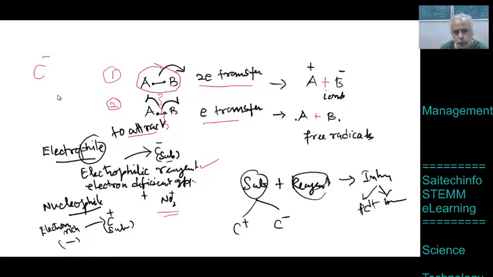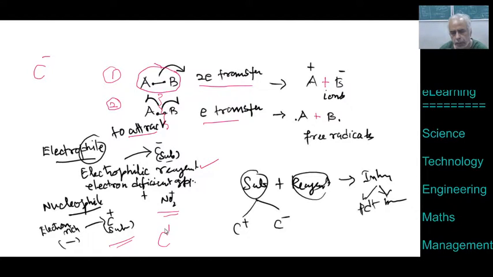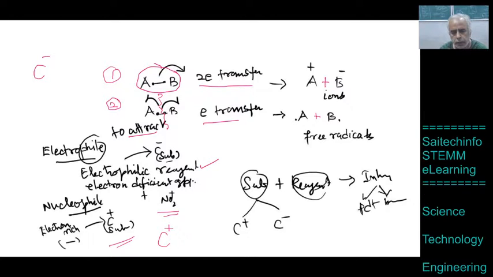Similarly, in the case of nucleophile, they are electron rich, and they go in search of a positive center, that is carbonium ion. It is represented by C plus, carbonium ion, and that results in a nucleophilic reaction. If it is a replacement reaction, it can be called a substitution reaction.